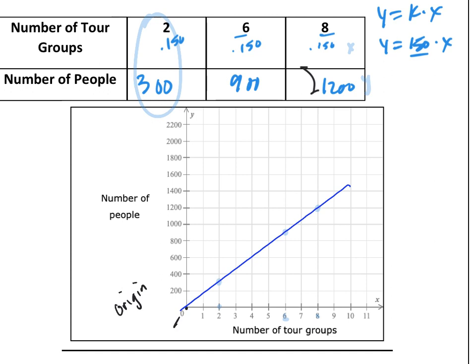Okay, notice what we get. 1, this is a straight line. Okay, 2, it passes through the origin. Now, we already know this is a proportional relationship because when we take 300 divided by 2 and 900 divided by 6 and 1200 divided by 8, we're going to get 150 people per tour group, right? So this is a proportional relationship. So this is proportional, okay?